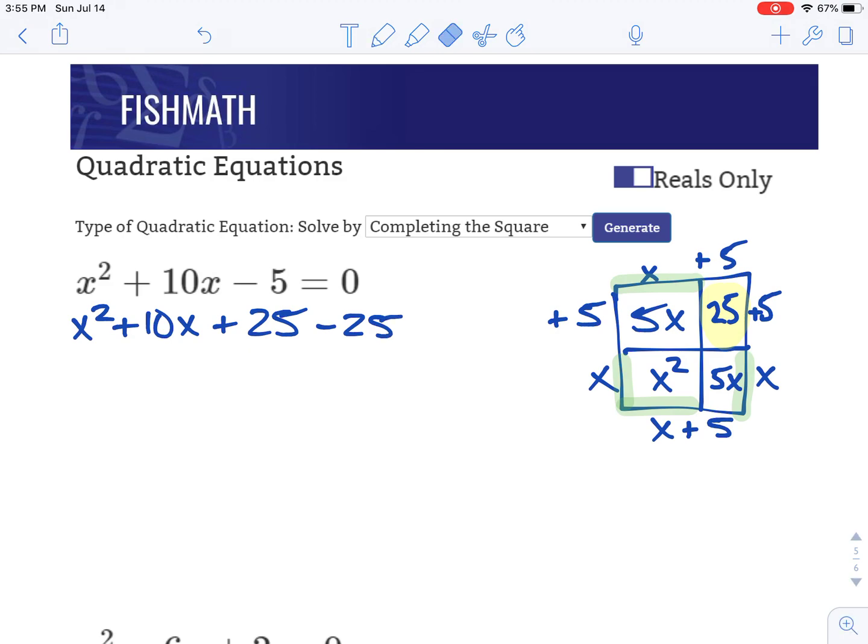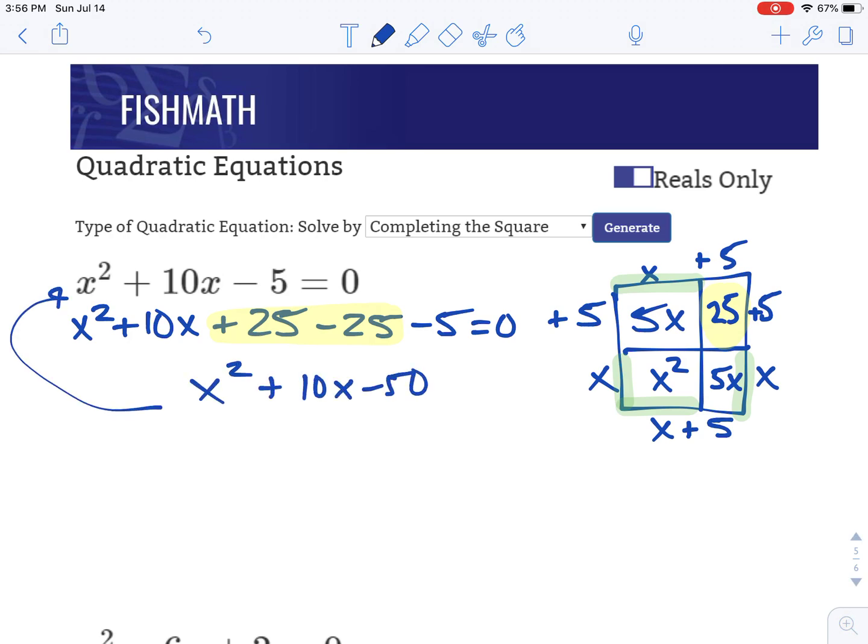And then we're going to copy everything else that was in the equation. There was still a minus 5 there and a 0. So all we've done so far is just add in this 25 and subtract it out. And you're probably wondering, why did we do that? I could just combine those and call this x squared plus 10x minus 5 equals 0 and get back to where I started, equals 0. But that's not what we're going to do, because that's not very useful.